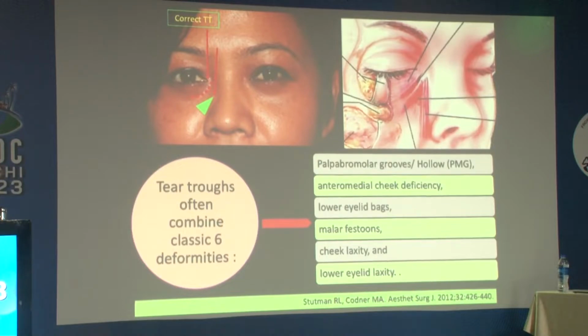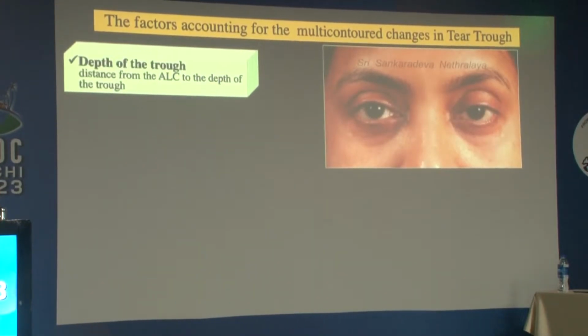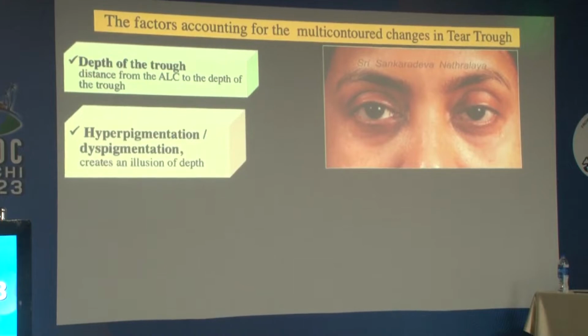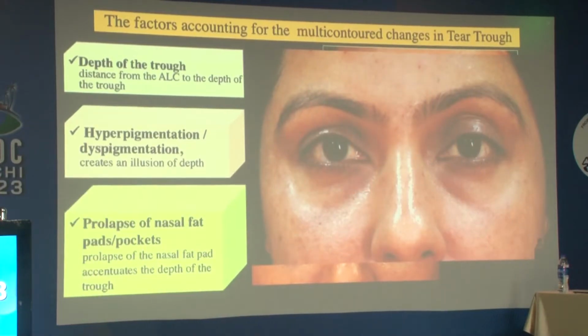This is basically when this muscle splits up and we get a deepening, and this is what we call the tear trough. So you should know what is a prominent tear trough, and I feel that there are multiple factors which account for the changes. One being the depth of the trough, the second being the hyper or dyspigmentation, and because of this it gives an illusion of depth, and the third being the prolapse of the nasal fat, especially in situations where you see the nasal fat come much anterior or posterior to the plane of the lacrimal crest.